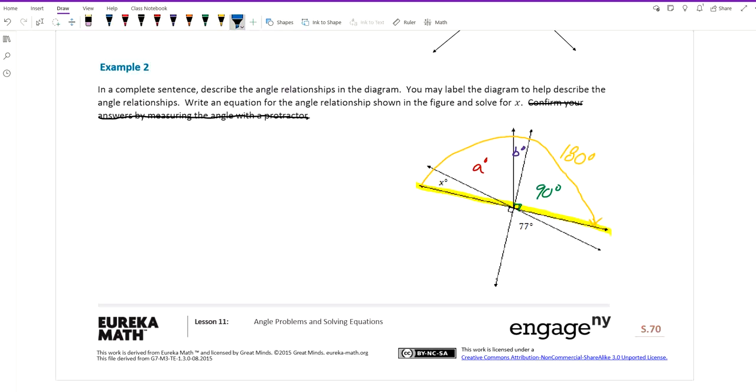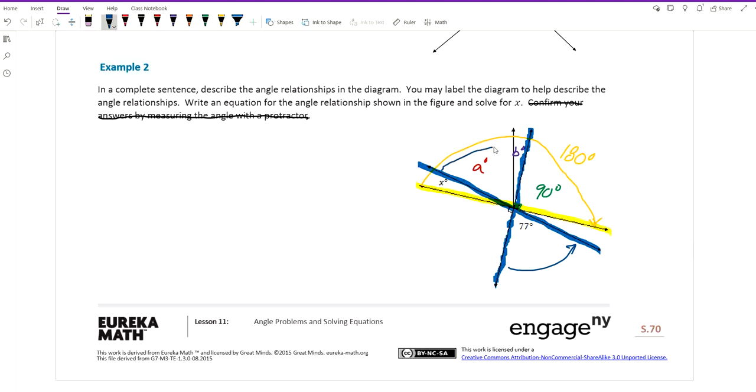I'll look and I'll say, okay, it uses this line right here. I'll highlight it in blue. And that line continues on. And then it also uses this line right here. So just like we talked about in example 1, we have some vertical angles going on right here. Vertical angles have to use the same two lines, and they tell us that any angle opposite the vertex of another angle that uses the same two lines has the same measure.